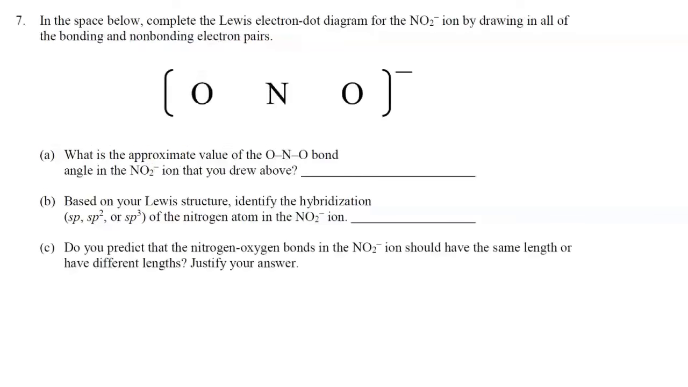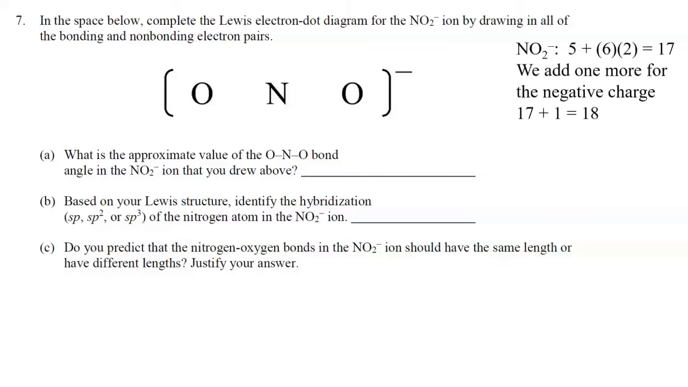In question 7, we have to draw the Lewis diagram for a polyatomic ion as opposed to a molecule. In the space below, complete the Lewis electron dot diagram for the NO2- ion by drawing in all of the bonding and non-bonding electron pairs. Let's count the total number of valence electrons for this ion. It's going to be 5 for nitrogen plus 6 for oxygen times 2. That would be 17. And then we get to add 1 more for the negative charge, so 18 valence electrons.